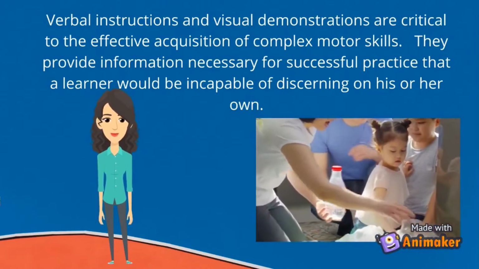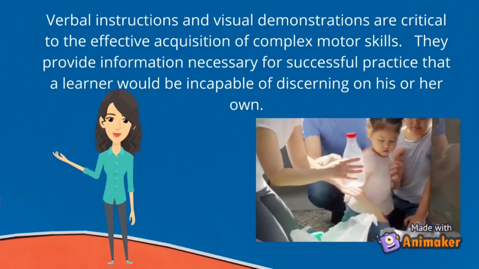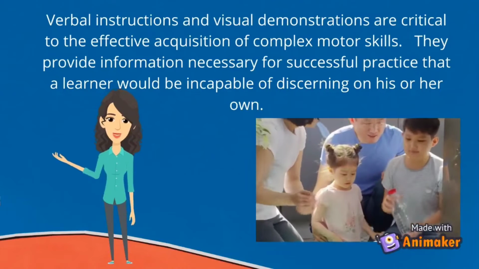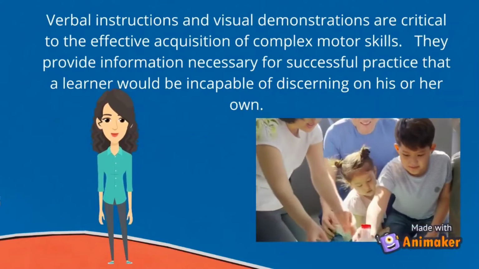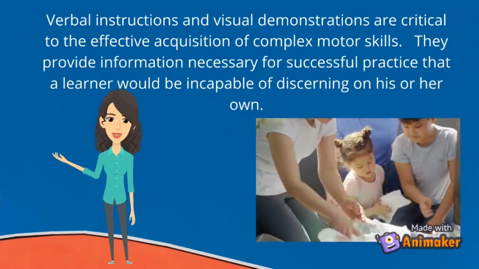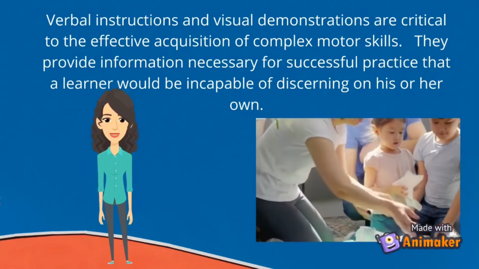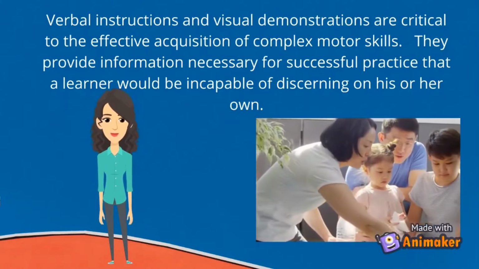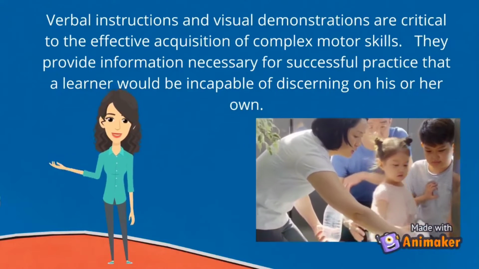They provide information necessary for successful practice that a learner would be incapable of discerning on his or her own. When learning motor skills in formal instruction settings, information on how to perform the skills being practiced is typically provided in two different ways: verbal instructions and a demonstration. Both instruction methods convey to the learner information concerning the goals and proper mechanics of the task to be performed.